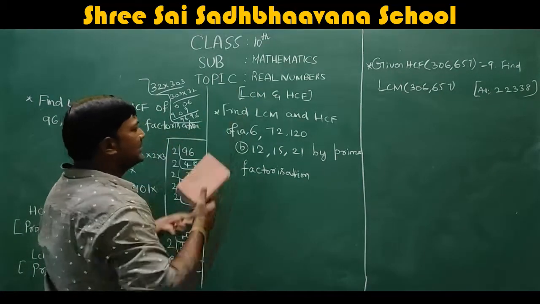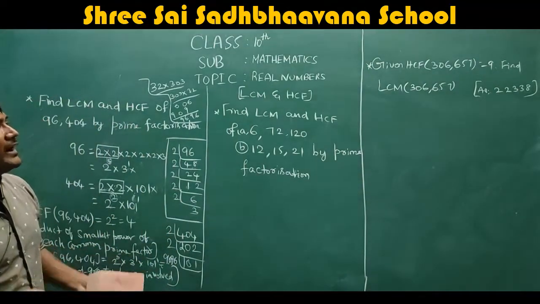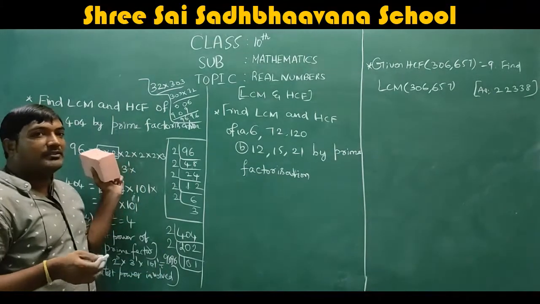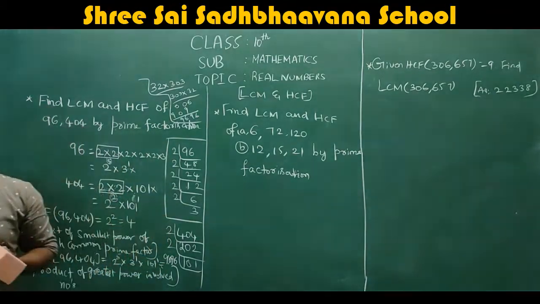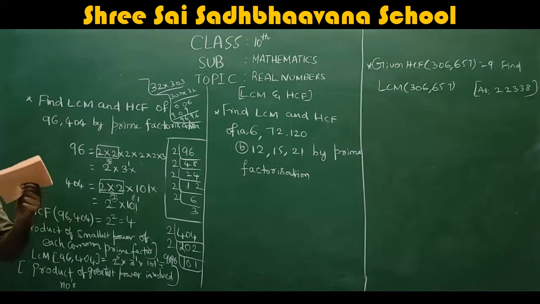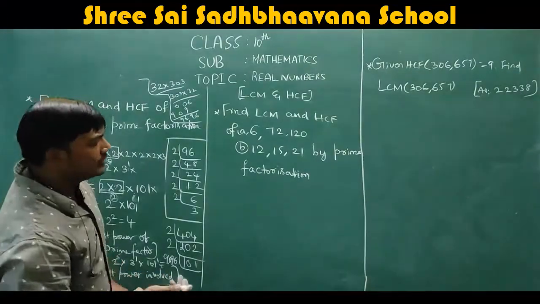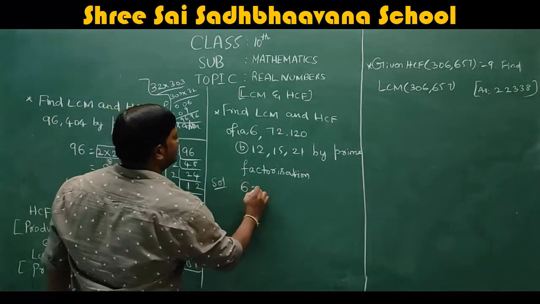Now we will go with one more kind of sum, which is to find the LCM and HCF of 3 numbers. Here we went with 2 numbers, and now we are going with 3 numbers. See, there is no difference with 3 numbers. 3 numbers also follow the same kind of procedure, only one number we are expanding more. That's all. Okay. Solution of the first one.